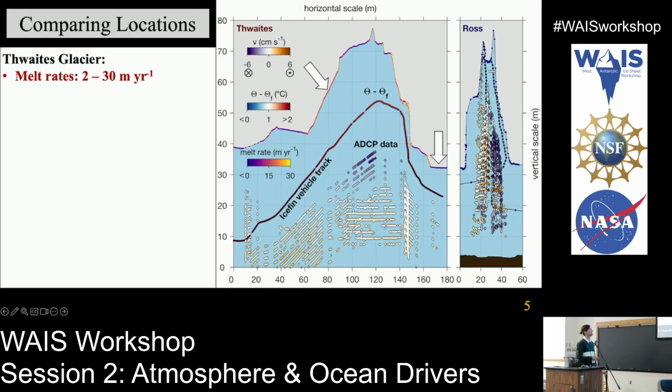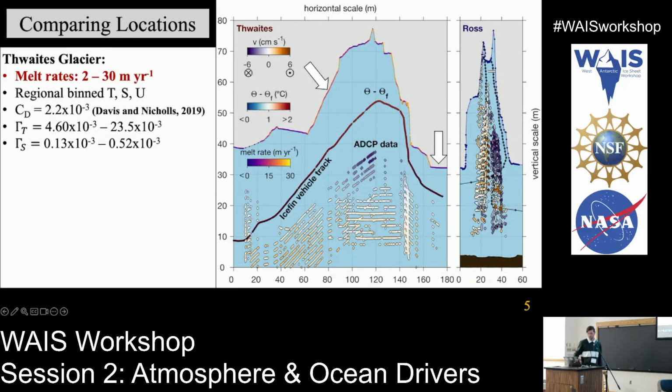So the best we could do with this sort of first order approach was get at 30 meters a year, just by simply varying based on the sign of the ice base angle these heat and salt transfer coefficients based on publications from observations. So getting through all these details as quickly as possible. These are the 2 papers, that Jenkins one, and then there's this one from 2020.